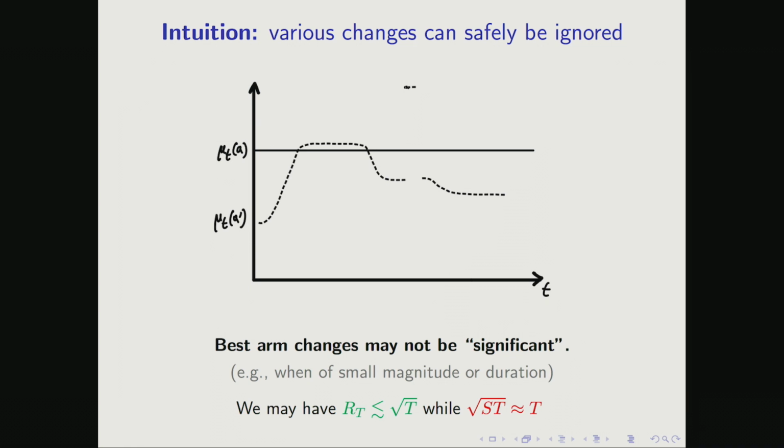If we were counting all the base arm switches, then in this type of case we may get an upper bound of order t, which means no learning. And yet what we show is that in these cases, the upper bound is still square root t. And in fact, going back to what I said earlier, we don't need to restart in these cases.